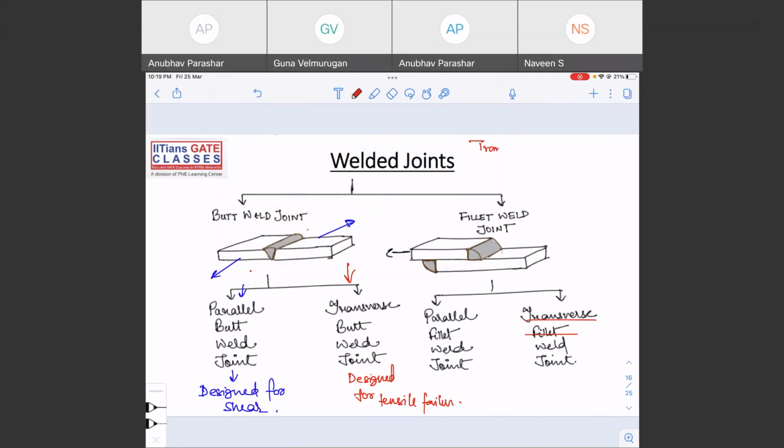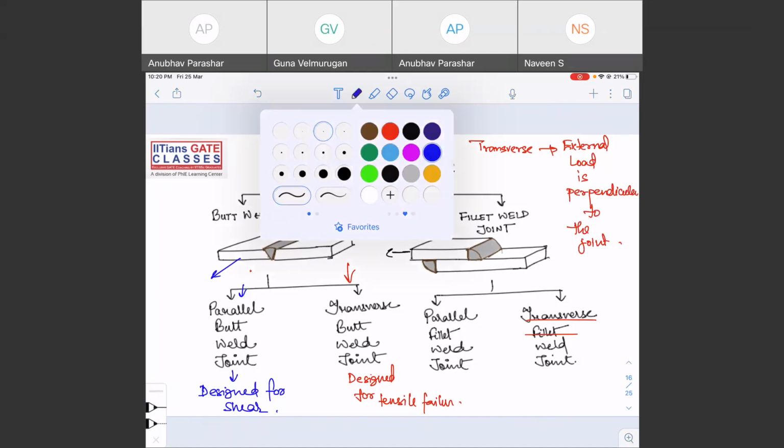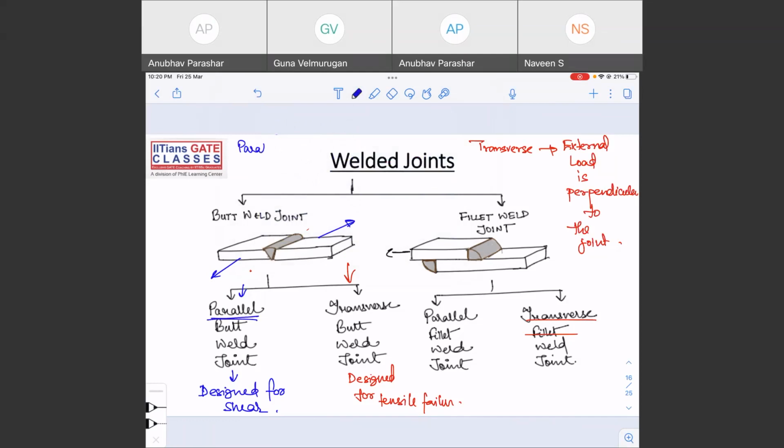If I'm saying transverse, what does it mean? The external load is perpendicular to the joint. If I'm saying parallel, what does it mean? Parallel means the external load is parallel to the joint. External load is parallel to the joint. We are going to see the designing part also.